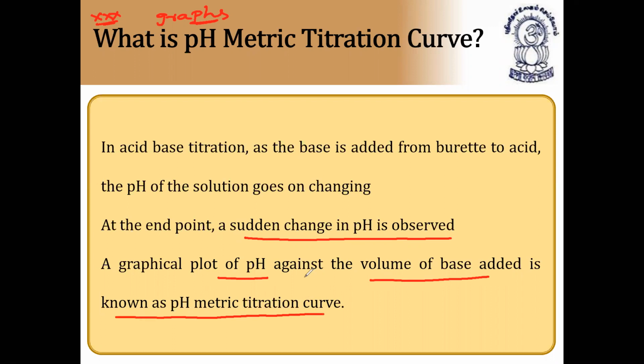What is the pH metric titration curve? In acid-base titrations, as the base is added from the burette to the acid, the pH of the solution goes on changing, and at the end point, a sudden change in pH is observed. A graph plotted between pH and the volume of base added is known as the pH metric titration curve. Very, very important. Please note it down.